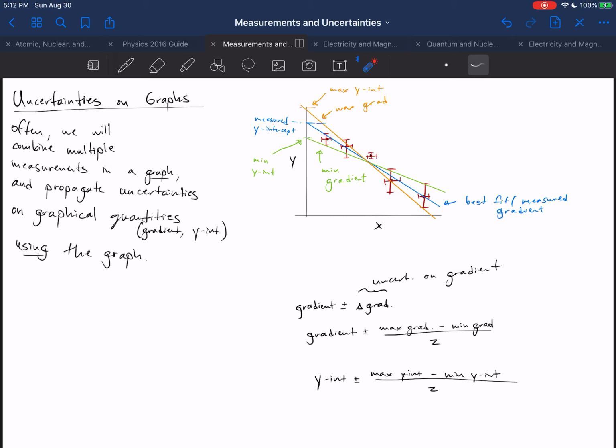So again, this is just a short introduction to the kind of processing we'll be doing to propagate uncertainties on a linearized graph, and we will return to this over and over as we undertake the laboratory work in this course.